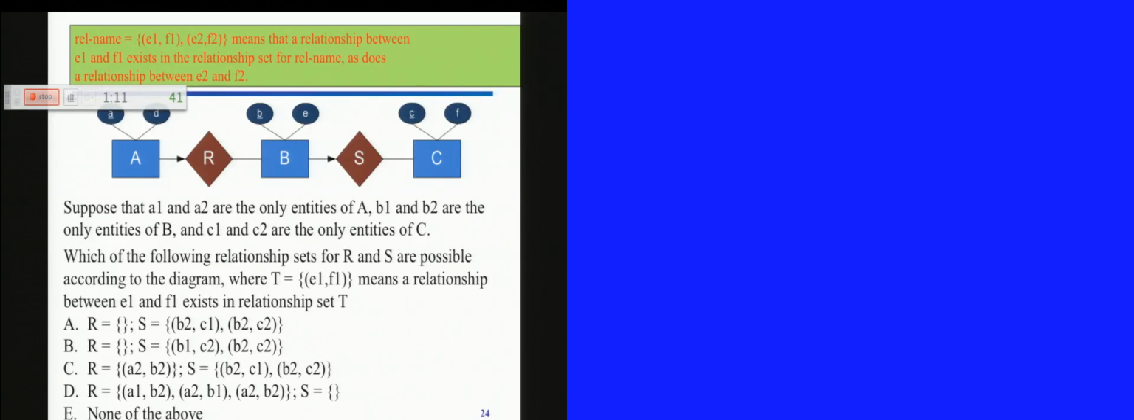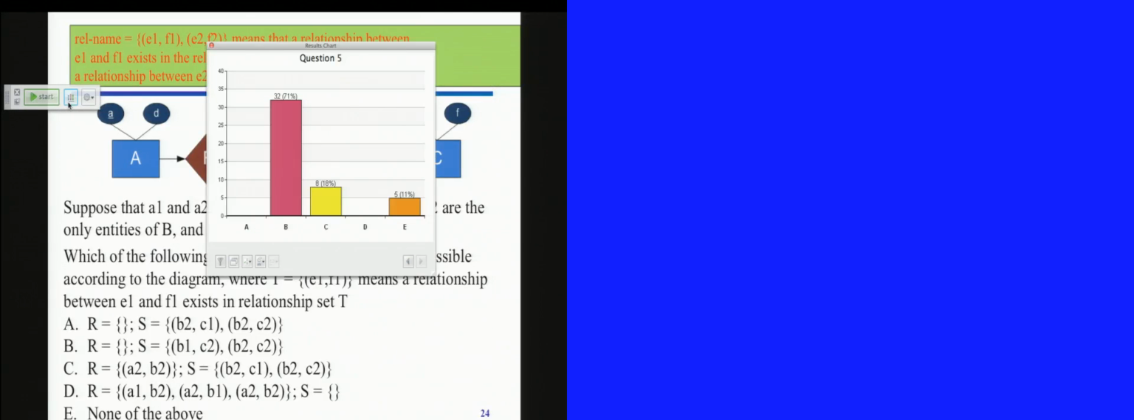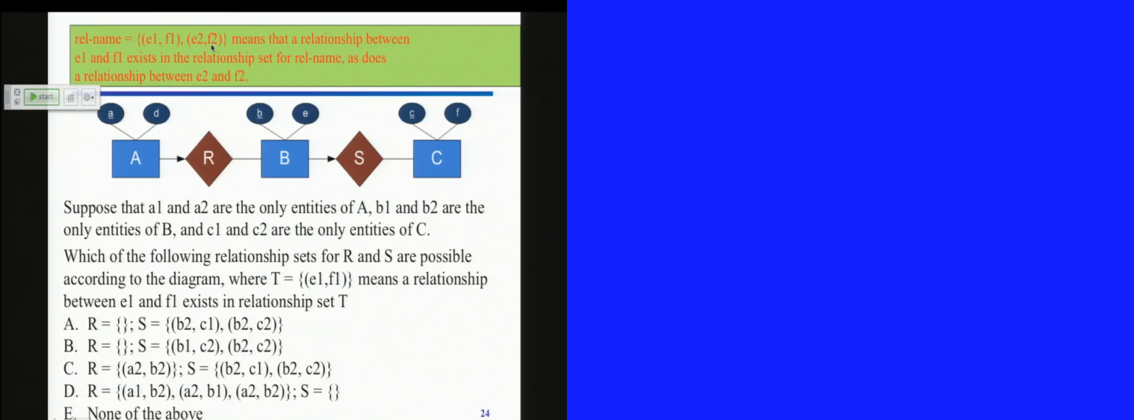Alright, let's finish this in 5, 4, 3, 2, 1. Okay, so some of you were able to convince your peers that B is the right answer. Let's have a look together.